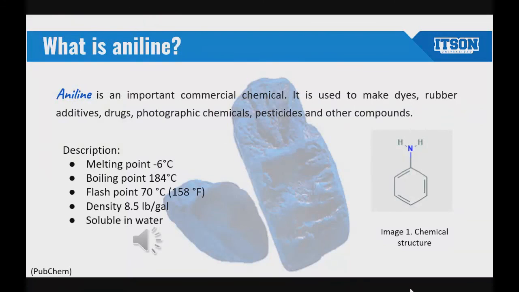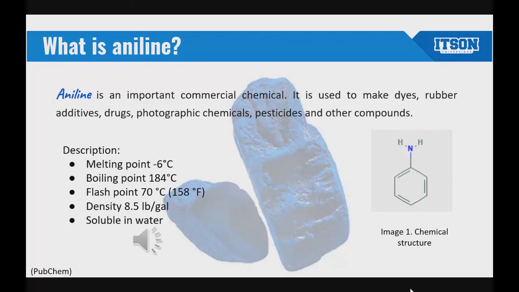So, what is aniline? Aniline is an oily, colorless liquid. When exposed to air and light it darkens, and it can also be a solid in cold temperatures. It has a pungent odor and a burning taste. It is soluble in water. It has been identified in various foods and in tobacco. Aniline is an important commercial chemical. It is used to make dyes, rubber additives, drugs, photographic chemicals, pesticides, and other compounds. This chemical appears as a yellowish to brownish, oily liquid with a musty, fishy odor.